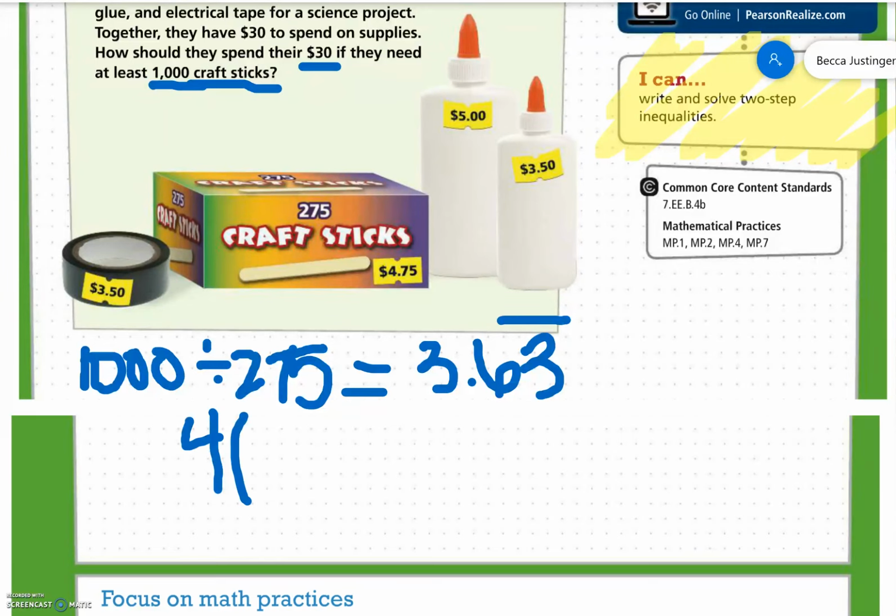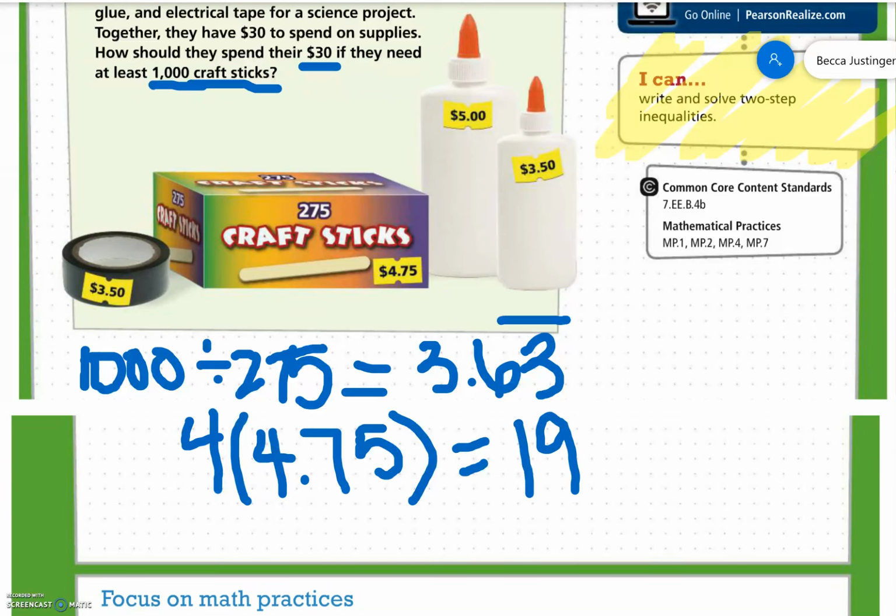And each box costs $4.75, so we're going to multiply 4 times $4.75. So the least we would spend on craft sticks is $19. Remembering that we have $30, we're going to subtract 19, and we have $11 left over.